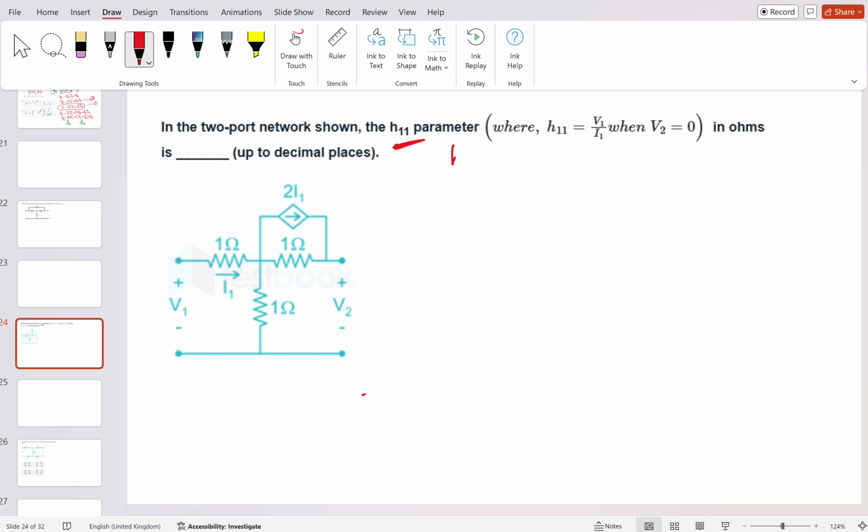H11 they have already given as H11 is equal to V1 by I1 with V2 equal to 0. It means that V2 is short circuited. Getting my point? V2 is short circuited. You have to find the ratio of V1 and I1. Try to solve this. After that, I will give the solution.